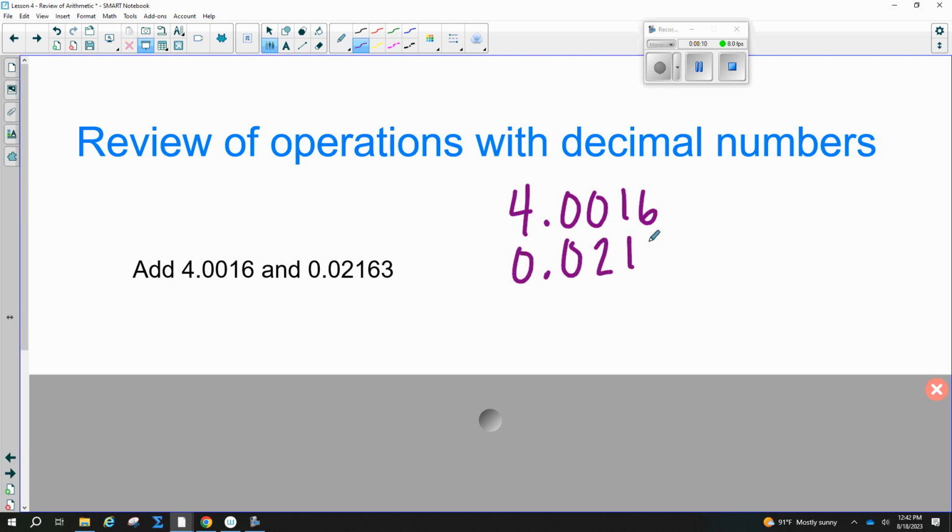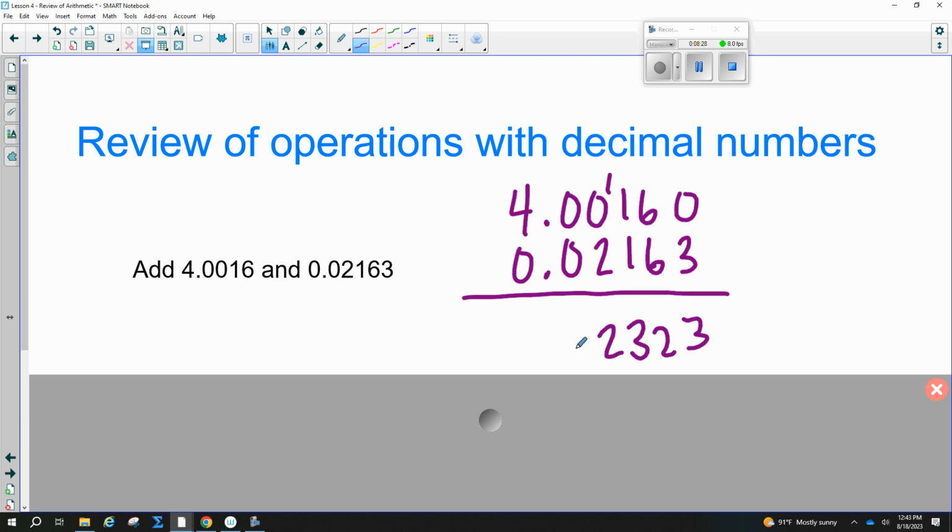0.02163. Okay. So as soon as you line up decimals, this is pretty easy. If you don't have a number here, it's just a 0. I'm going to add down. That's a 3. 6 plus 6 is 12. Carry the 1. Add those up. That's 3. 0 plus 2 is 2. 0 plus 0 is 0. The decimal just gets brought down here, and then you have a 4. All right, so there's addition.